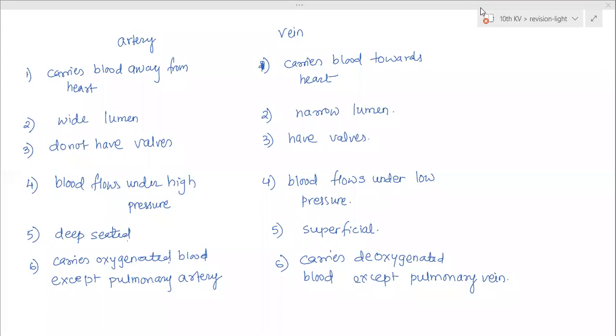Mom, can we also write that they're thick and elastic, that point? Yeah, thick and elastic, right? Arteries are thick walled, veins have thin walls.